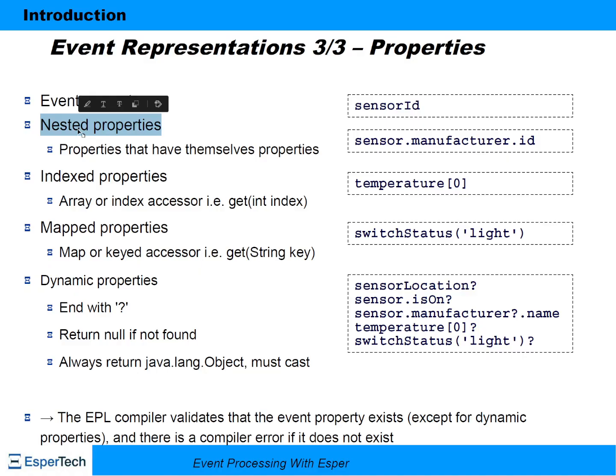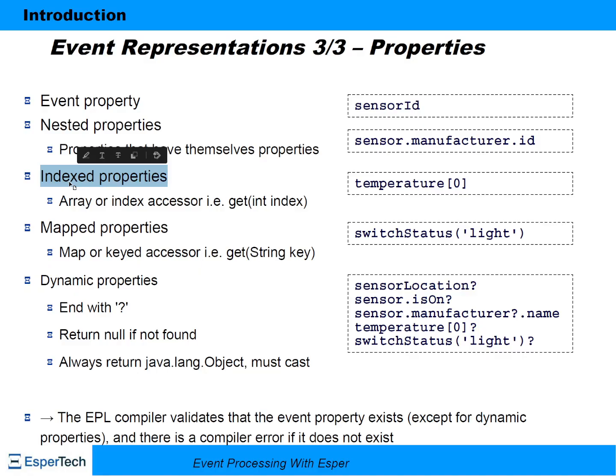Let's talk about indexed properties. When the event property type is repeated, like in an array or a collection, you can use square brackets to index into the repeated values, such as temperature bracket 0 bracket, to return the first temperature value within the sensor event.